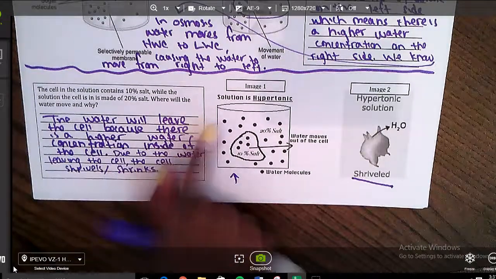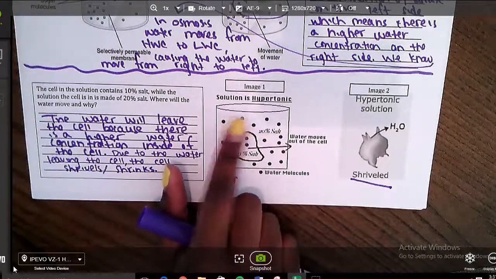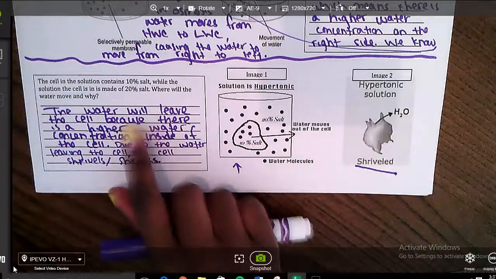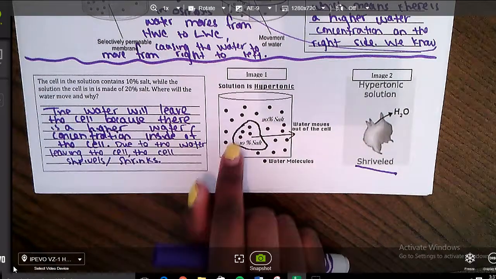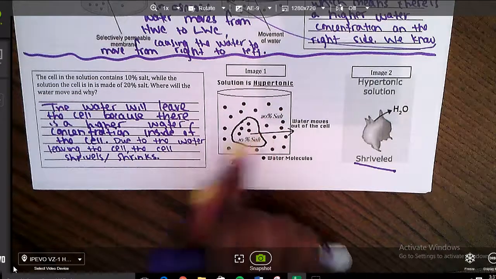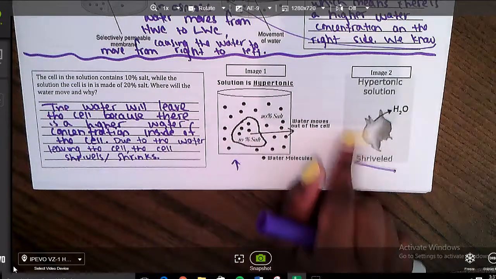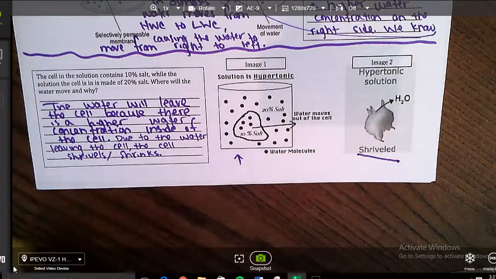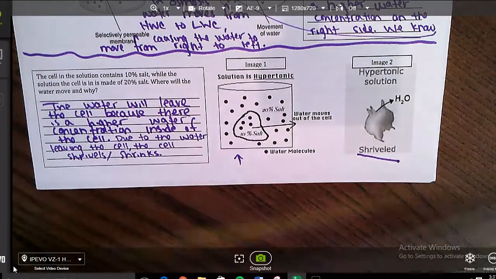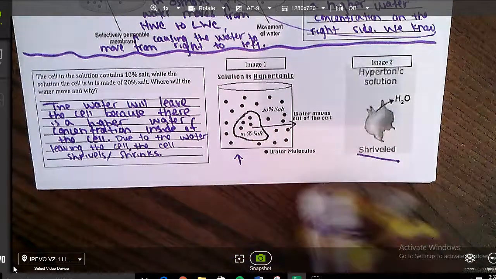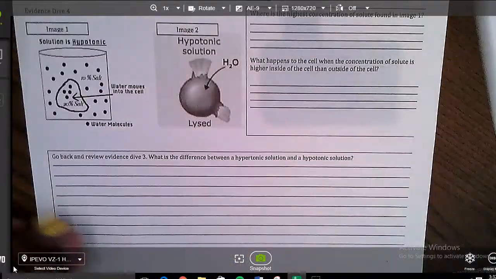So again, what we're answering here is, where will the water move in this picture and why? We know that the water will leave the cell because there is a higher water concentration inside the cell versus outside the cell. Due to the water leaving, the cell is going to shrink or shrivel up like a raisin, because that water that's plumping the cell up is now being released across that semi-permeable membrane, and that cell membrane is the outline of the cell. If you need to pause the video here to get these answers down, go ahead and do that. If not, you're going to turn the page with me.